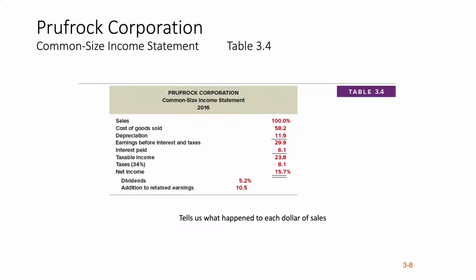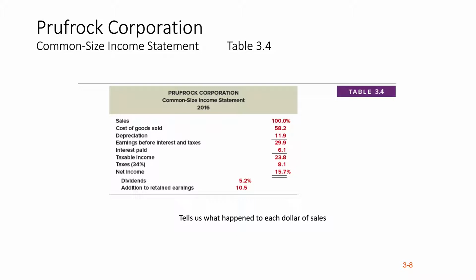For every $1 you made in sales, 15.7 cents goes to the company, or the rest goes to our costs. So it strictly tells you what happened to each dollar. That's why we see very clearly the company's profitability on that.